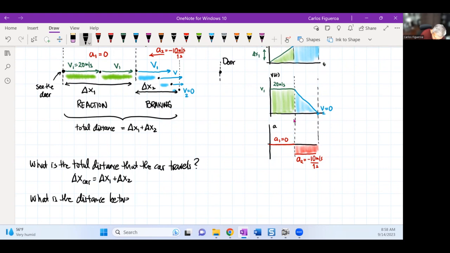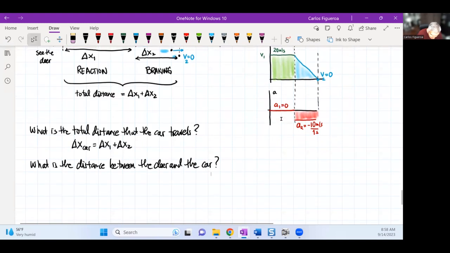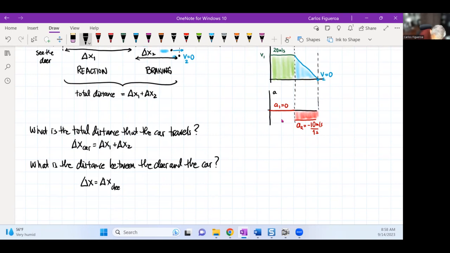Then the second question is, what is the distance between the deer and the car? In this case, we're going to have some difference between the two, and it should be the distance that the deer is at minus the distance of the car. So everything that we really have to figure out is the distance that the car travels.